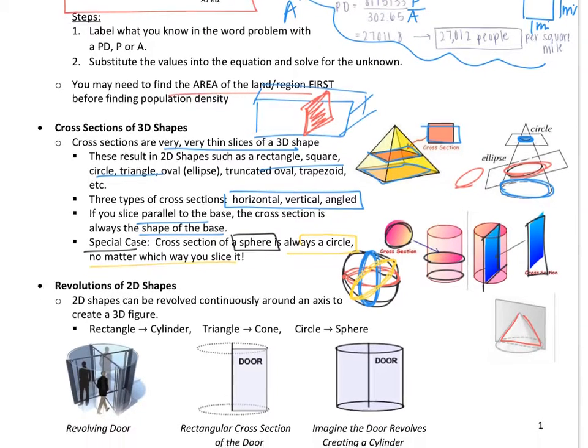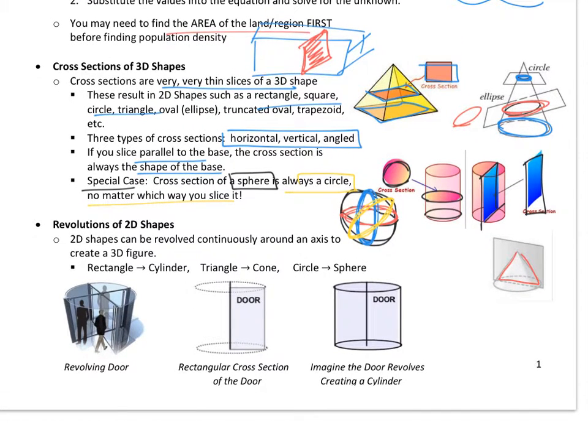Now we're also going to talk about the same type of relationship, but taking a 2D shape and revolving it continuously around an axis to create a 3D figure. A perfect example of this is the revolving door that you might see at airports or fancy department stores. You start with a door that gets revolved around a single line, or an axis, continuously. As it revolves, it creates a 3D shape.